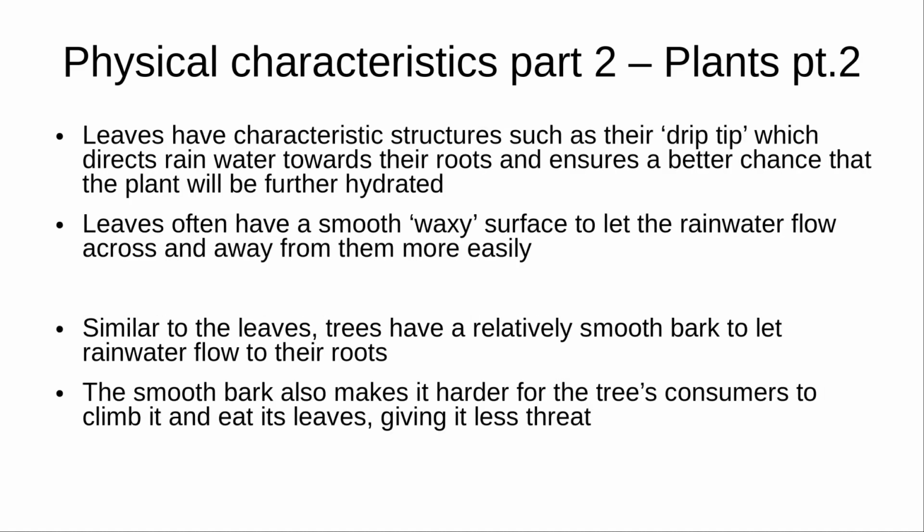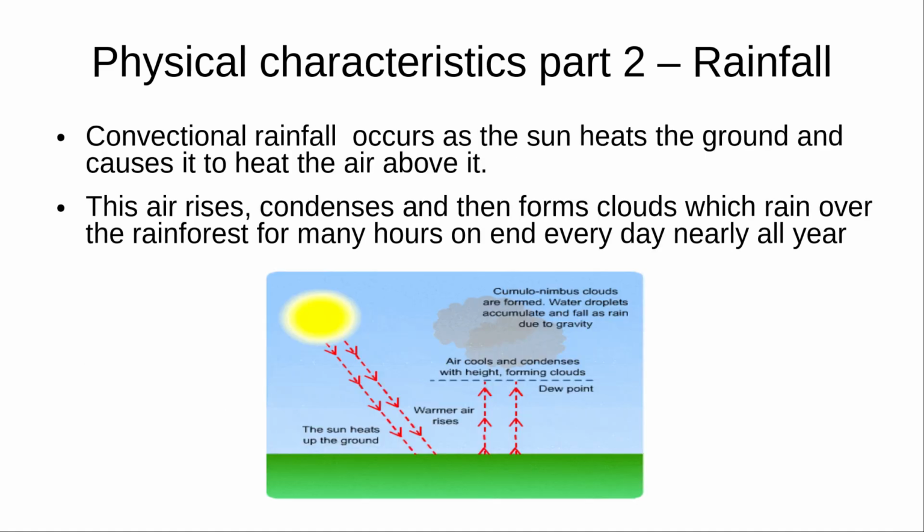Leaves also have characteristic structures, such as their drip tip, which directs rainwater towards their roots and ensures a better chance that the plant will be further hydrated. Furthermore, leaves often have a waxy surface to let the rainwater flow across and away from them more easily. Lastly, similar to the leaves, trees have a relatively smooth bark to let rainwater flow to their roots, and the smooth bark also makes it harder for the tree's consumers to climb it and eat its leaves, giving the tree less threat.